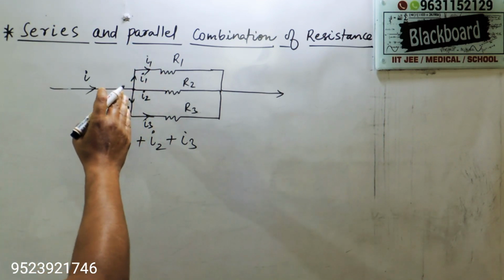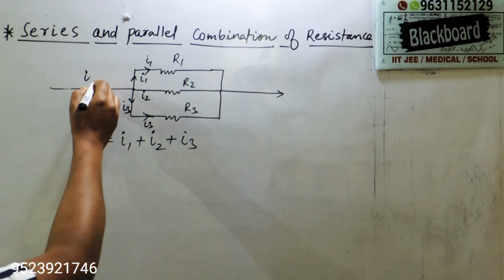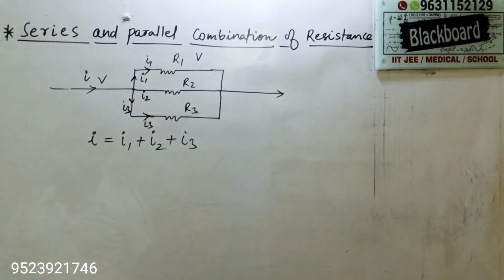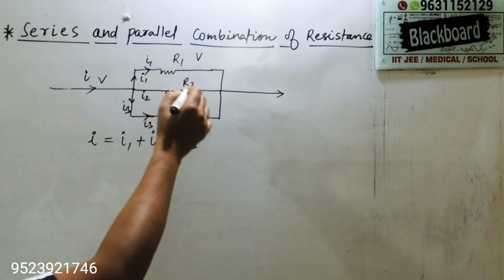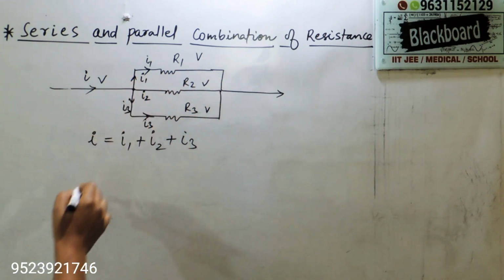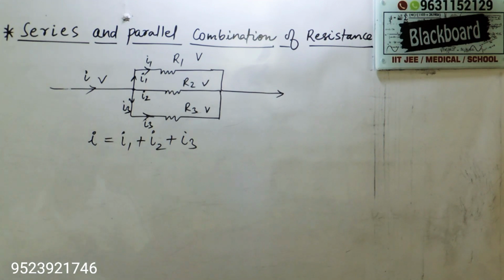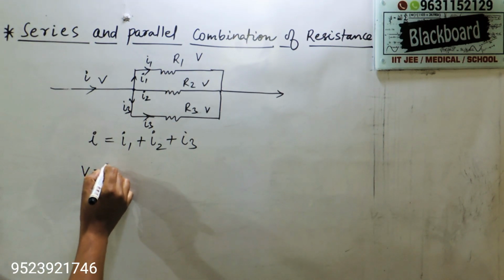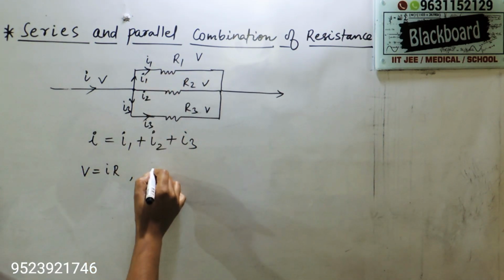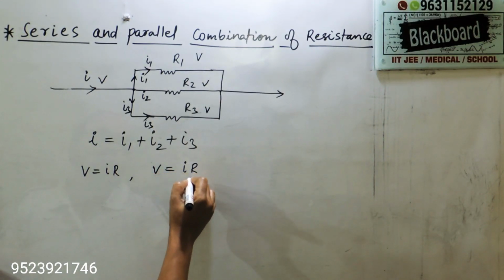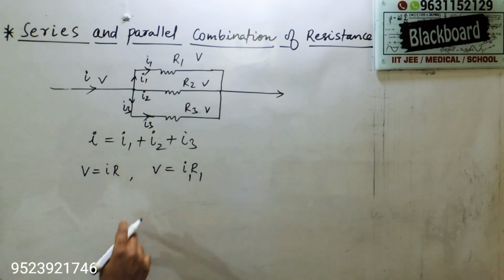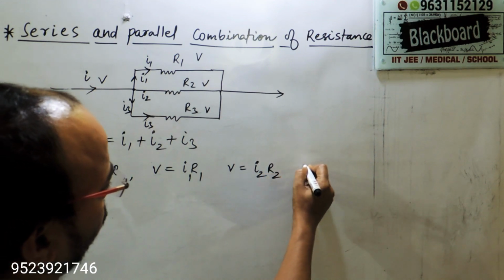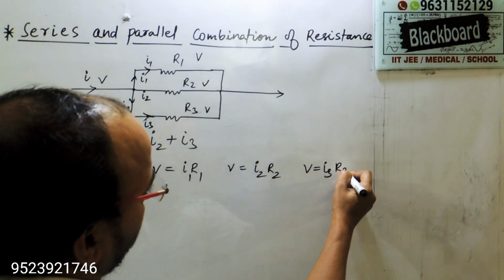Here always remember in parallel combination potential at this point is equal to here, this is potential at this one, that means potential will be same. तो potential हमारे पास हर जगह पर क्या होगा, सेम होगा. तो हम लिख सकते हैं V इक्वल्स टू हियर I1 R1, यहाँ पर हम लिख सकते हैं V इक्वल्स टू I R एंड हियर V इक्वल्स टू I2 R2, V इक्वल्स टू I3 R3.